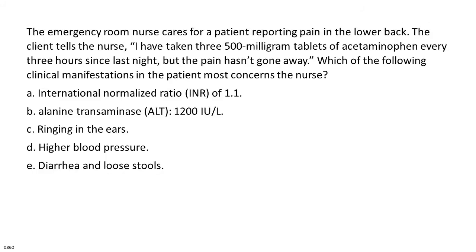A. International Normalized Ratio, INR, of 1.1. B. Alanine transaminase, ALT, 1200 IU per L. C. Ringing in the ears. D. Higher blood pressure. E. Diarrhea and loose stools.